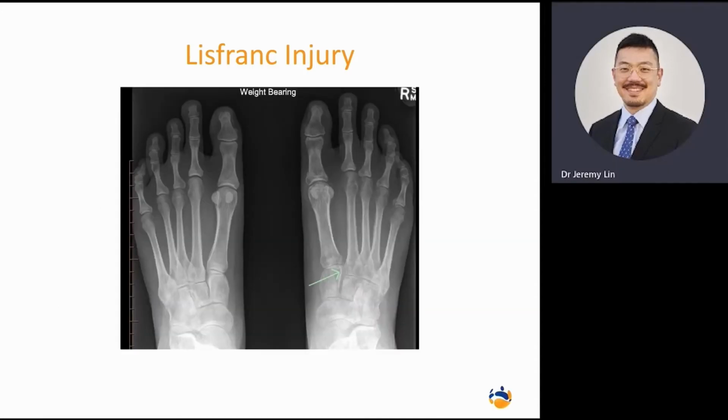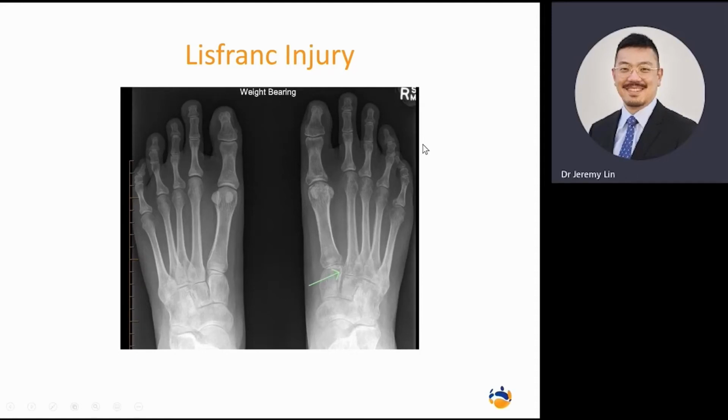So this is an X-ray example of weight-bearing views of both feet. This is a delayed presentation for a Lisfranc injury. The patient has been having ongoing midfoot pain when they presented. And as you can see, the actual joint space widening is quite subtle. Here is the base of the first and second metatarsal, and this is the affected side, and it is subtly widened. It's only detectable on weight-bearing views. There are no obvious fracture fragments.